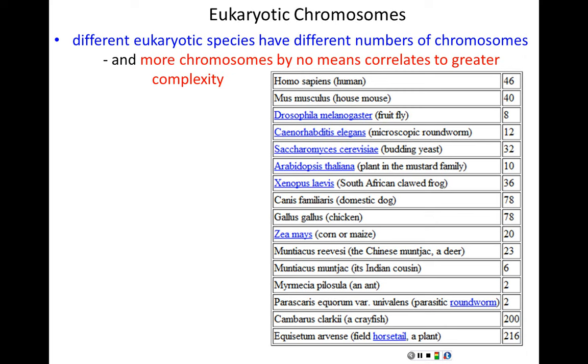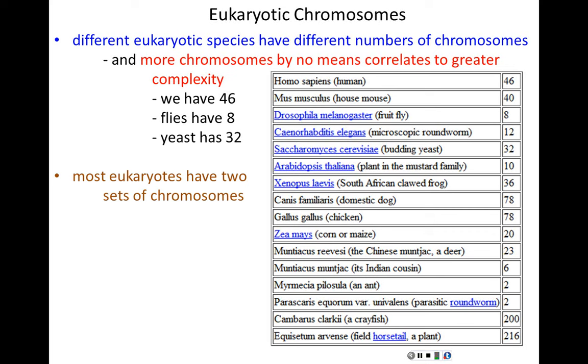So never should you believe that the number of chromosomes correlates to the complexity of the organism. The ant has 2 chromosomes. The muntjac, which is a kind of deer-like thing, has 6 chromosomes. We have 46, and the crayfish has 200. Okay, but we have 46 chromosomes. That much we know for sure.